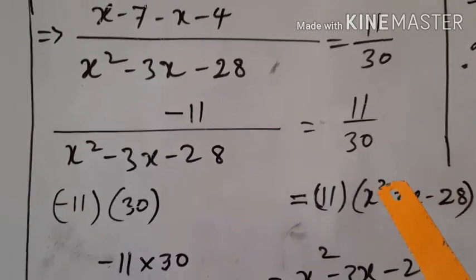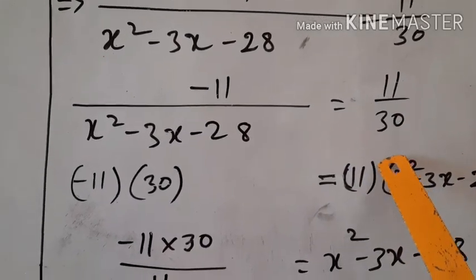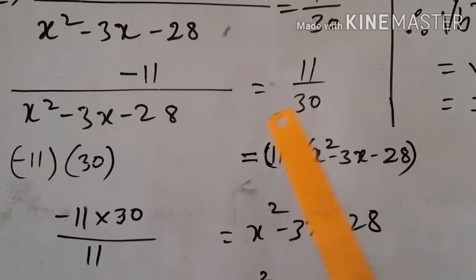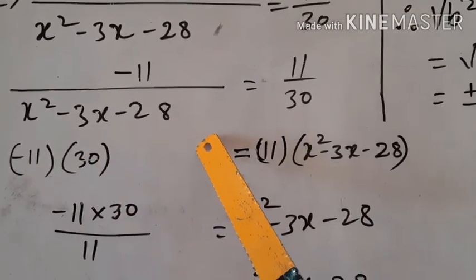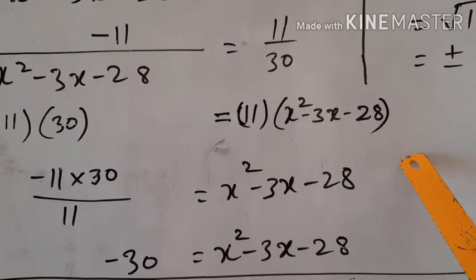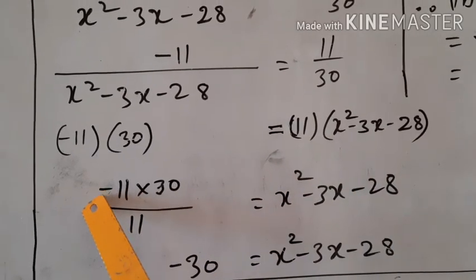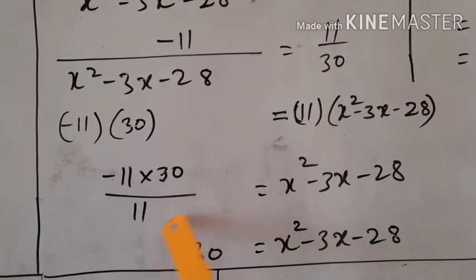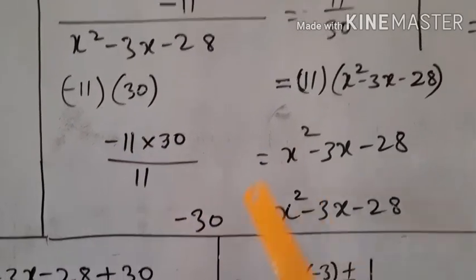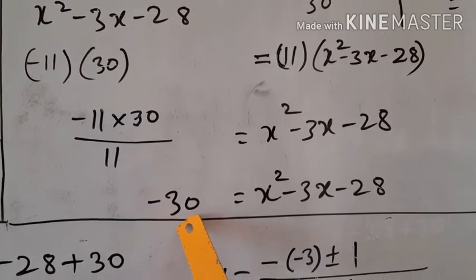Now you see, children, I bring this 30 this side, it becomes minus 11 into 30 is equal to, I bring this x square minus 3x minus 28 to this side, it is 11 into x square minus 3x minus 28. So after that I bring this 11 this side, it becomes minus 11 into 30 upon 11. 11 ones get cancelled and minus 30 remains here. Thus x square minus 3x minus 28 is equal to minus 30.